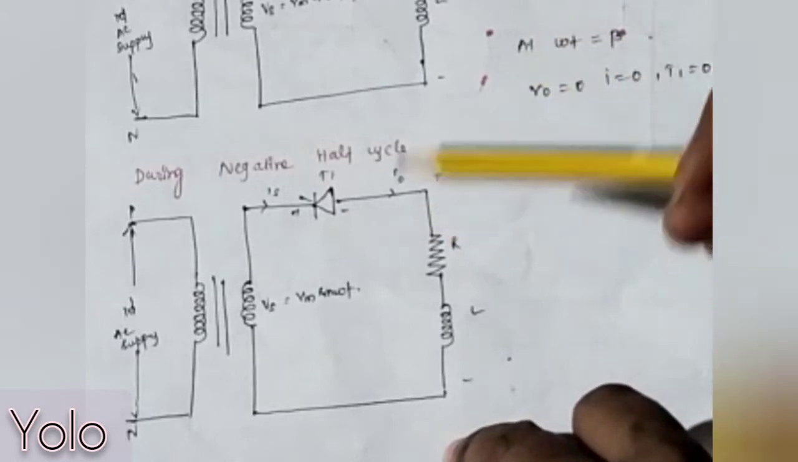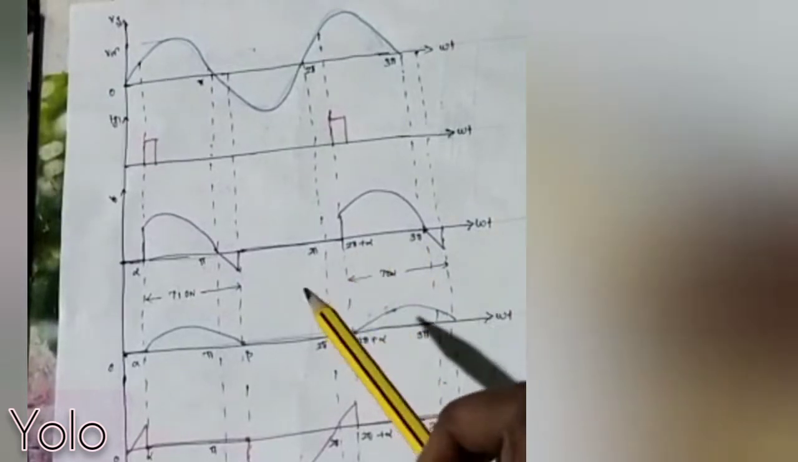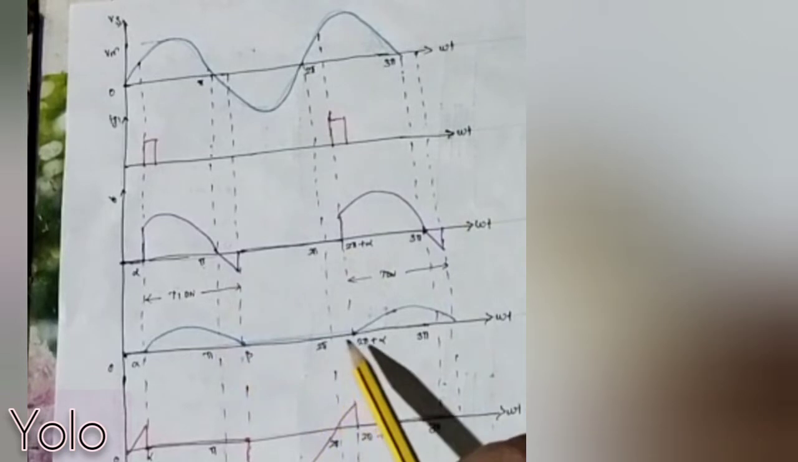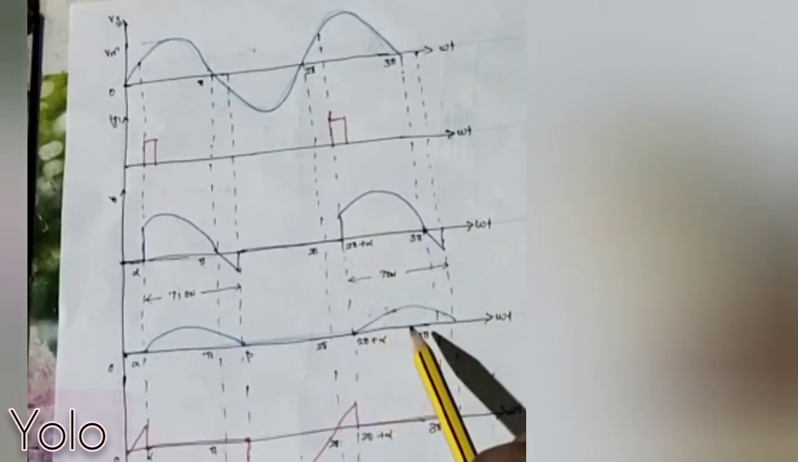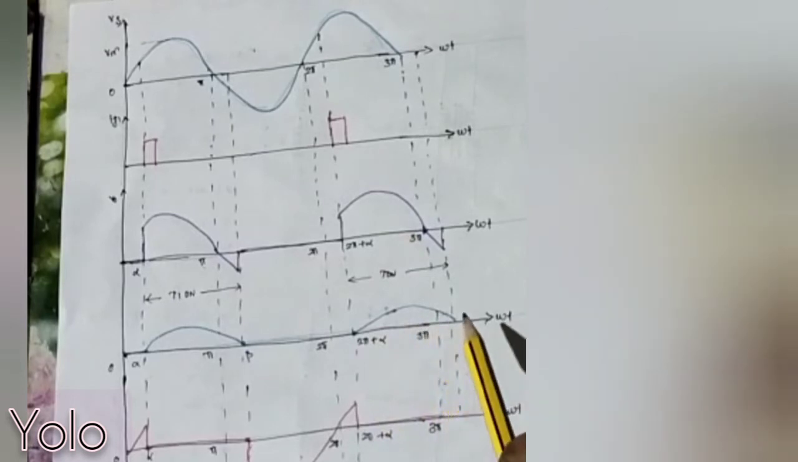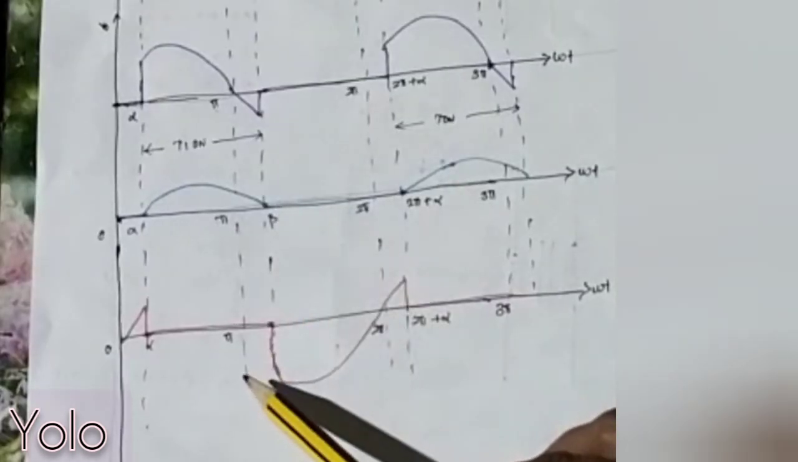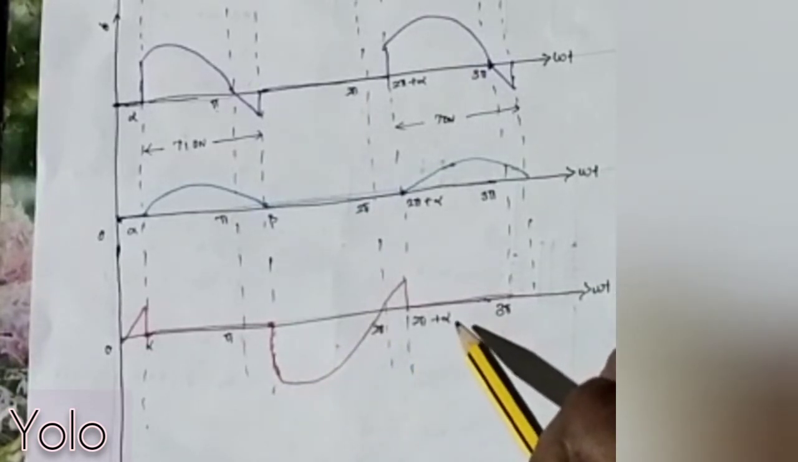The half wave circuit is not normally used because it produces a large output voltage ripple and it is capable of providing discontinuous load current. So now we calculate the average load voltage VDC. VDC equal to 1 by 2 pi integral from alpha to beta of Vm sin omega t d omega t. So we get the output voltage from alpha to beta.